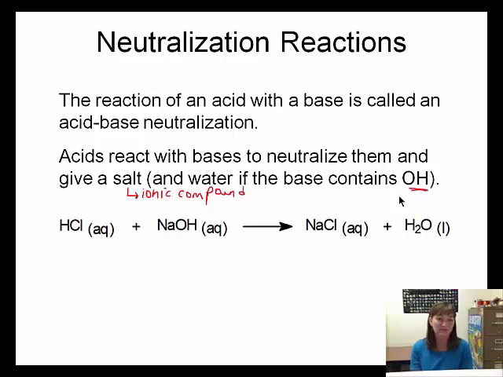So here is a first example. First of all, tell me, is my first compound an acid or a base? And I hope you say it's an acid because it has a hydrogen written first. My second compound here is a base.